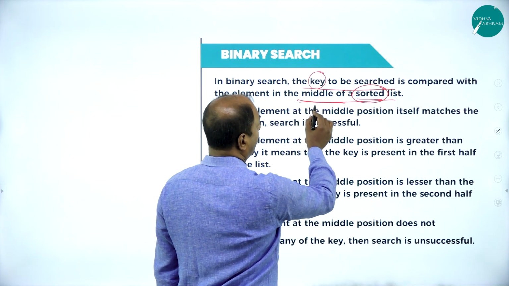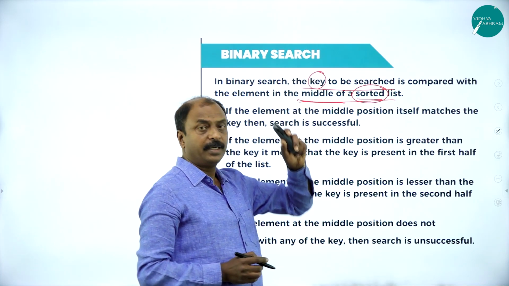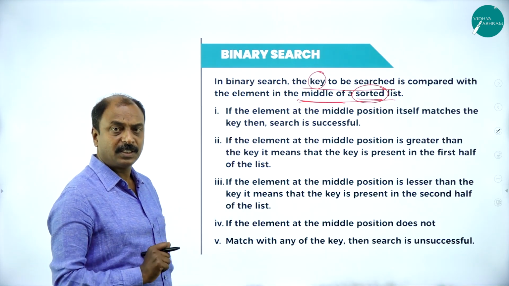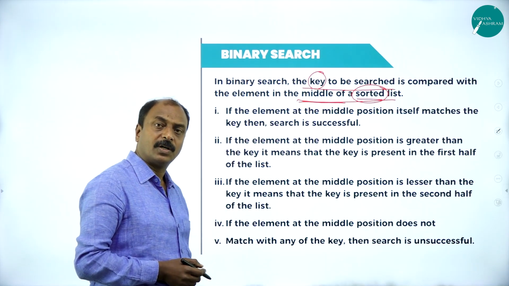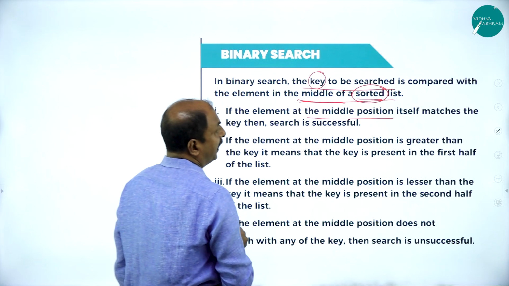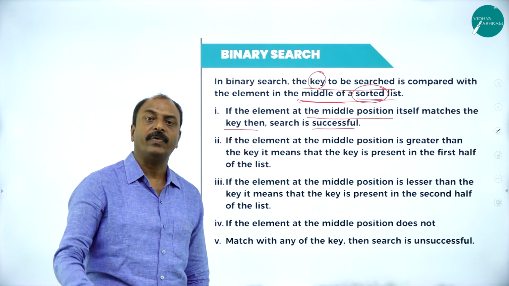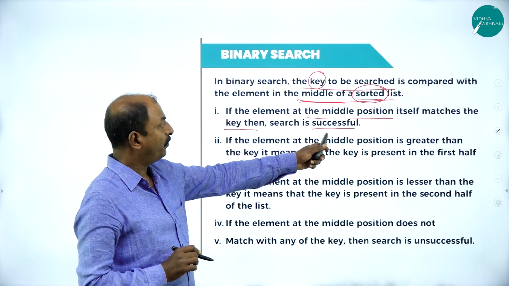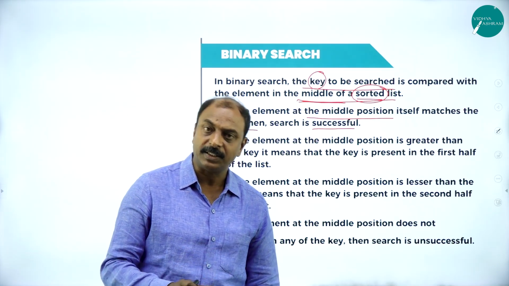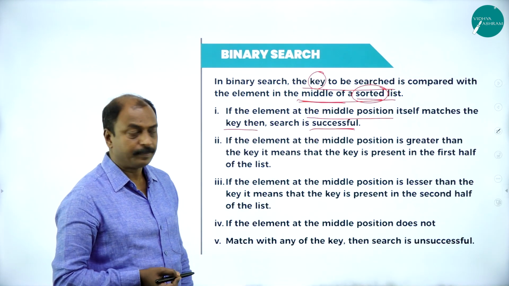So we have to find the middle element of the list, then compare the middle element with the key element. If the two values match, then the search is successful. That is the logic or algorithm of binary search. So if the element at the middle position itself matches the key, then the search is successful. In the given list, we find the middle element and compare it with the key element, the element to be searched for. If they are equal, then we say that the search is successful. Then we come out of the program.